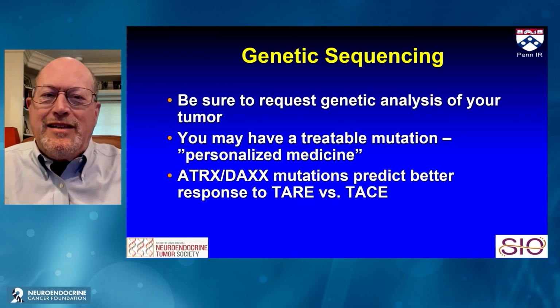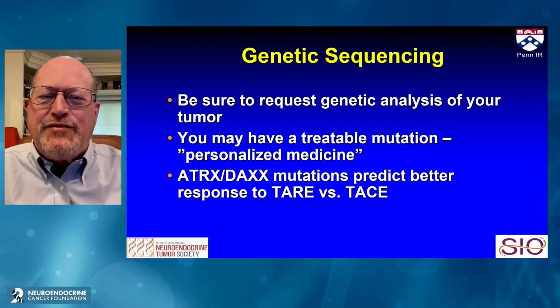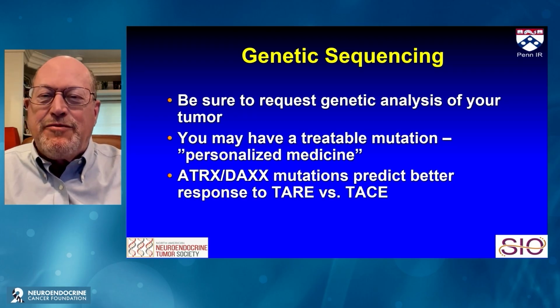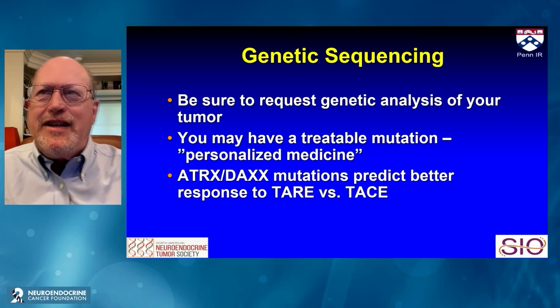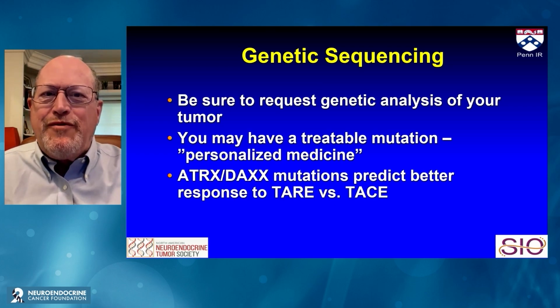Another important thing is genetic sequencing. This is not something that was so routinely done in the past for neuroendocrine tumors because they tend not to be very mutated compared to other kinds of cancers. But what we've learned, because we biopsy everybody, is that if you actually sequence people, you learn things that you would not know otherwise. Although not common, it's possible that you have a treatable mutation.